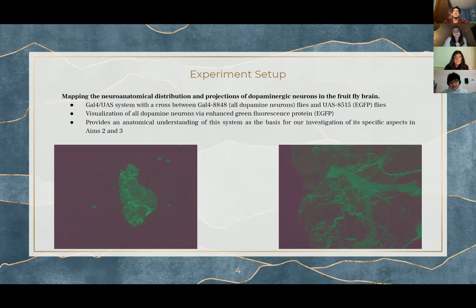So using this, we produced the two images shown below on the slide. The one on the left is less magnified and the one on the right is more magnified. And you can see the individual dopamine neurons glowing green in the blue light and the yellow filter used to image these pictures.